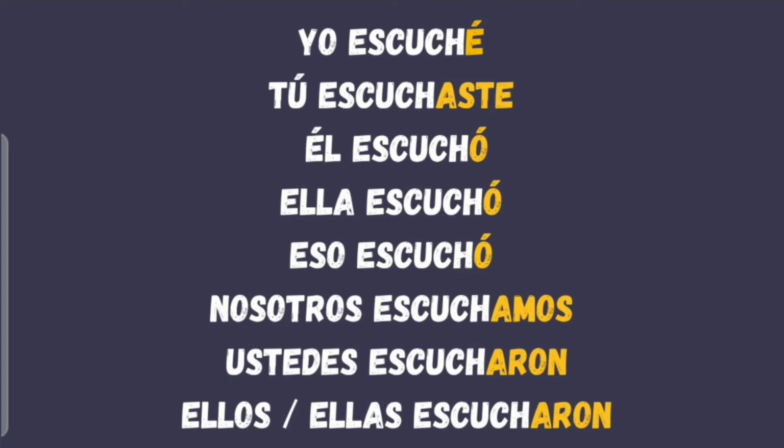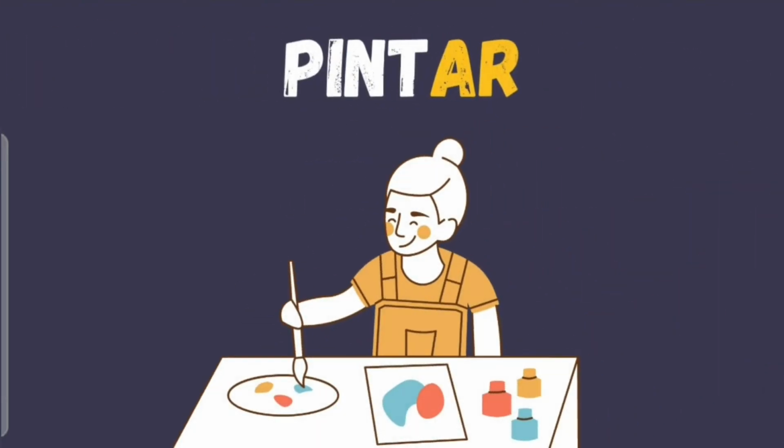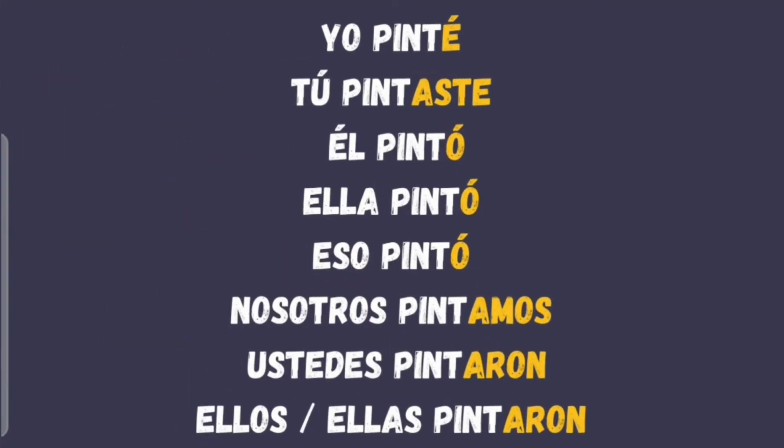So now let's go to another verb. Here we have to paint, okay? To paint in Spanish, pintar, pintar, okay? Now let's see how you have to conjugate this according to the personal pronouns in the indefinite past. Yo pinté, tú pintaste, él pintó, ella pintó, eso pintó, nosotros pintamos, ustedes pintaron, ellos or ellas pintaron.